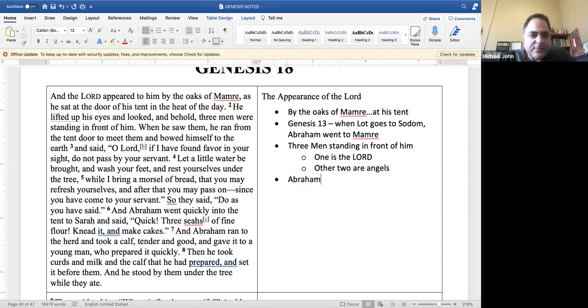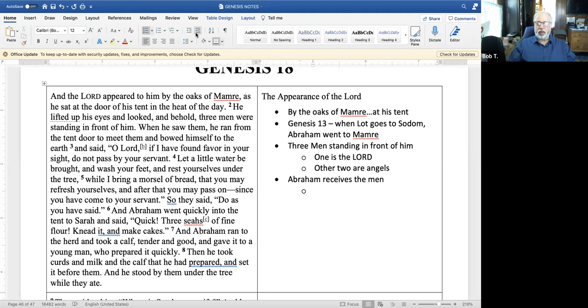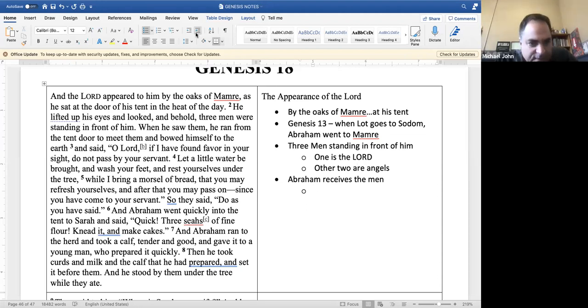Abraham receives the men. And what does he do for them? Washes their feet and feeds them. Okay. He actually doesn't wash their feet. Gives them water to wash their feet. Yeah, he gives them water to wash their own feet.